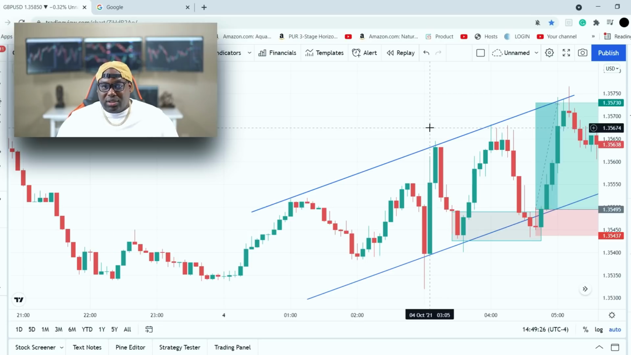So once you see a channel, a nice wide channel, remember, they have different types of channels. They have nice skinny channels, and they have wide channels. The wide channels are actually the ones you want to take advantage of for these nice moves to the upside. So guys, that's another way you can increase your profits using price action.